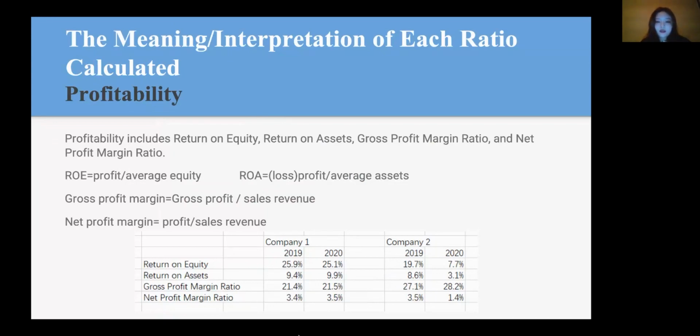Return on equity is the percentage of return. Return on assets is about the assets and the profit. Gross profit margin is the proportion of profit and sales after cost of goods sold. It includes sales volume and cost of goods sold. Net profit margin is the proportion of profit and sales after expenses.